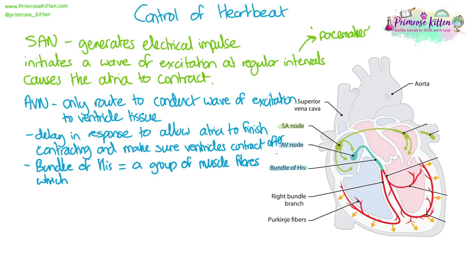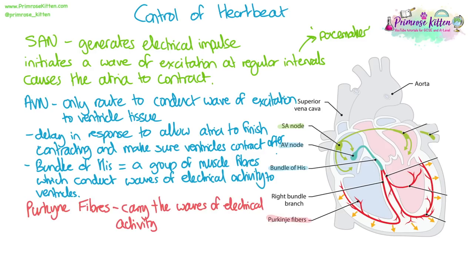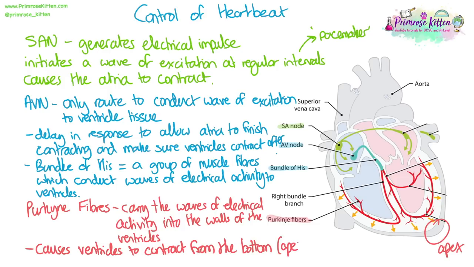The AV node is connected to the bundle of His, which is a group of muscle fibres which conduct the wave of excitation down into the Purkinje fibres. The Purkinje fibres are tissues which carry the wave of electrical activity down through the septum and to the ventricles. This signal causes the ventricles to contract from the apex, the very tip of the bottom of the heart, upwards, which causes the ventricles to push blood out of the arteries.